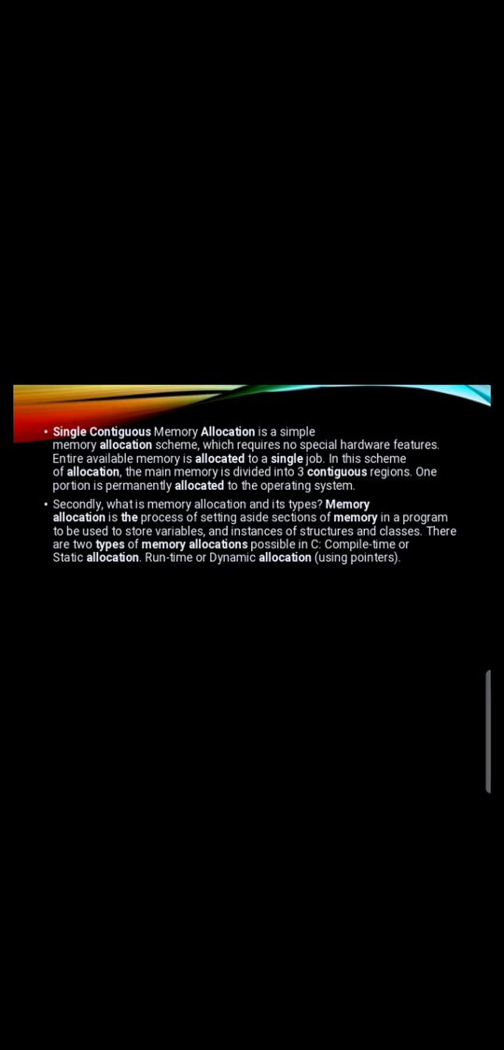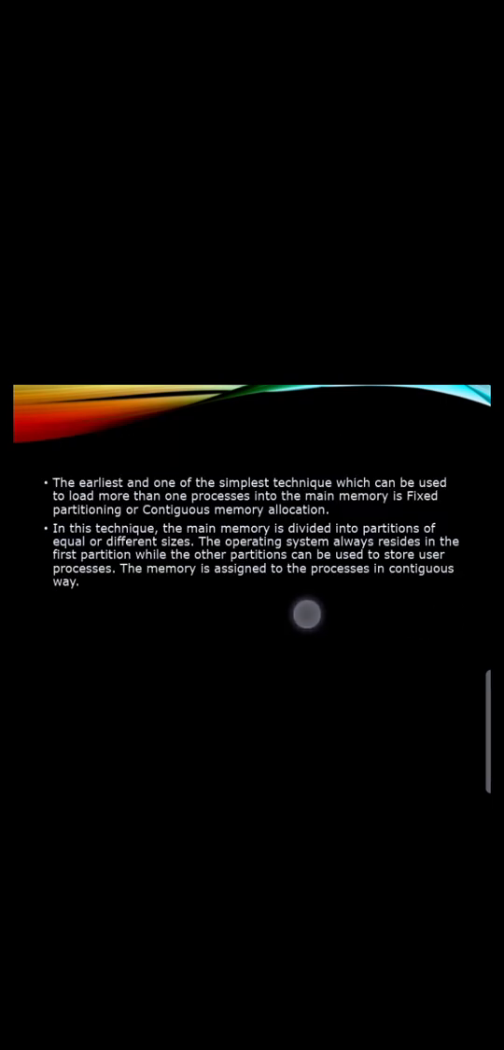Second, what is memory allocation and its type? Memory allocation is the process of setting aside sections of memory in a program to be used to store variables and instances of structures and classes. There are two types of memory allocations possible in C: compile time or static allocation, and runtime or dynamic allocation.